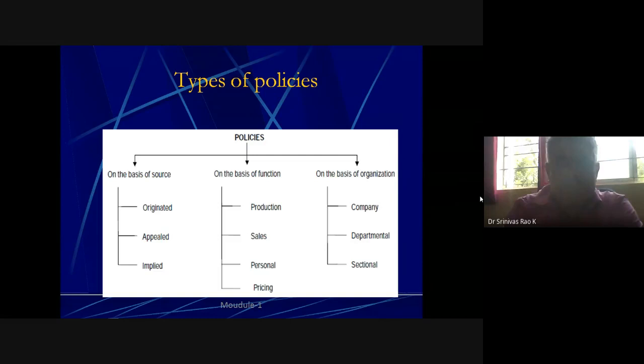So policies are part of the planning process. There are so many policies on the basis of source. We have originated, appealed, implied. So these are the three different policies. Then on the basis of function, there are production policies, sales policies, personnel, pricing. And then on the basis of organization, company policies, departmental policies, sectional policies. So all these are different types of policies which are available.